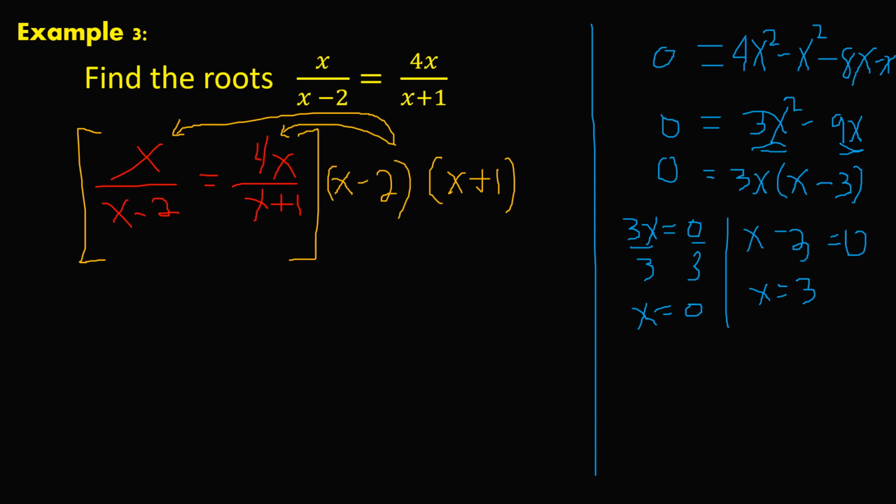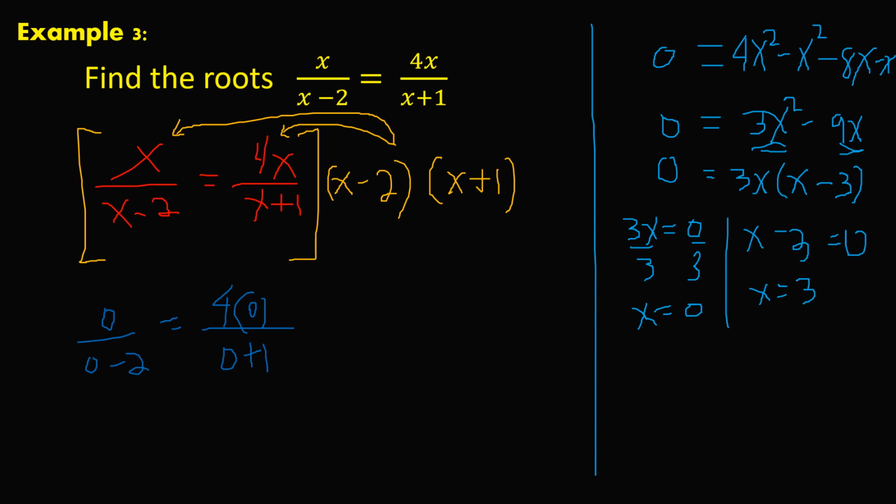Okay. So the first root to be substituted is 0. From our original equation, x over x minus 2, we replace x with 0. So 0 over 0 minus 2 is equal to 4x, so 4 times 0 over 0 plus 1.